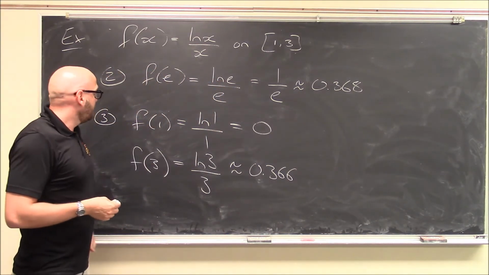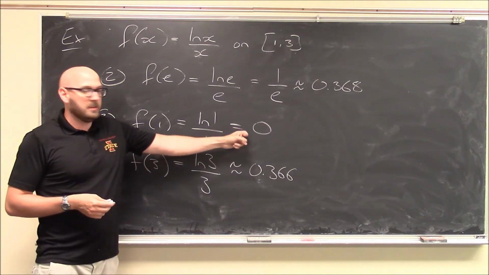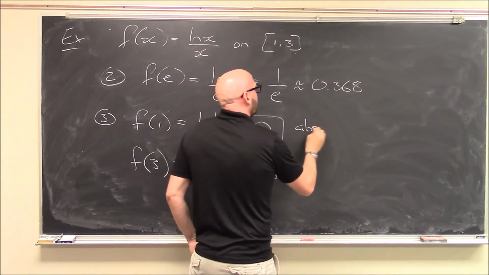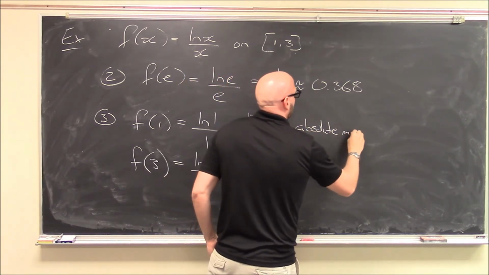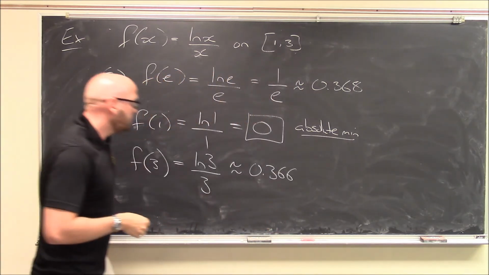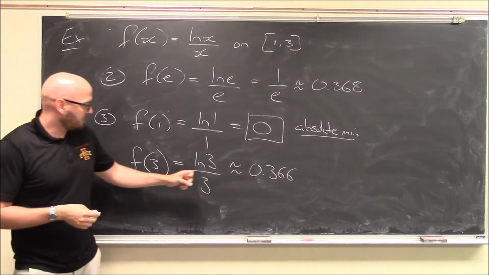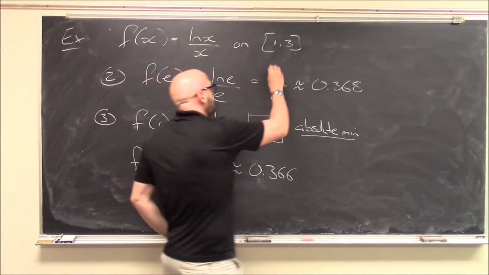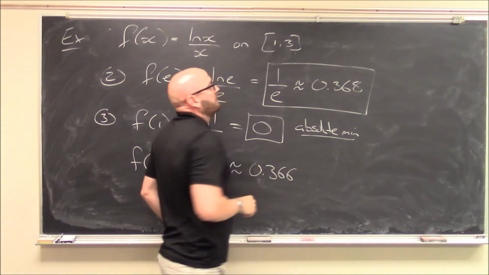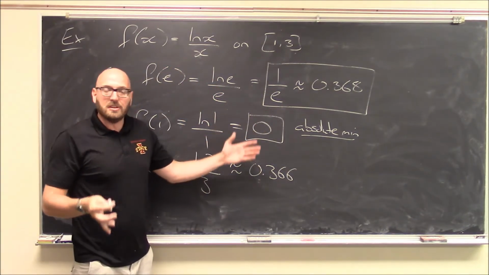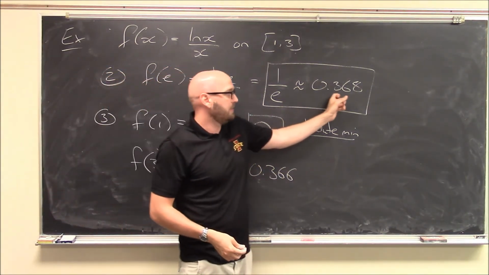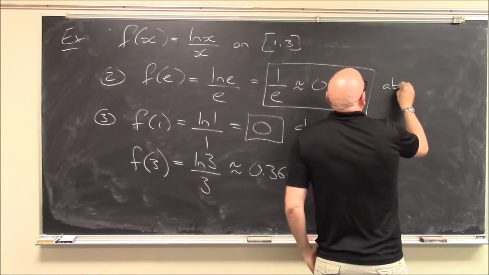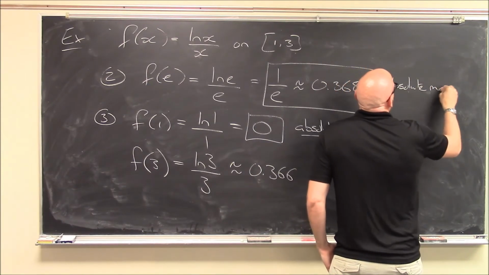So what's my absolute minimum? Well, the smallest value I have is 0, occurring at the left endpoint 1. There's my absolute min. And what's the biggest value I attain? 0.368 is just a little bit bigger than 0.366, so 1 over e. 1 over e would be the value I enter into my math lab if it wants an exact answer. If it wants it rounded to 3 decimal places, 0.368 is fine. But this is the biggest value it ever attains. There's the absolute max.